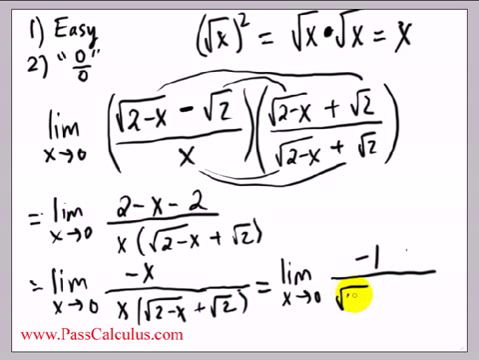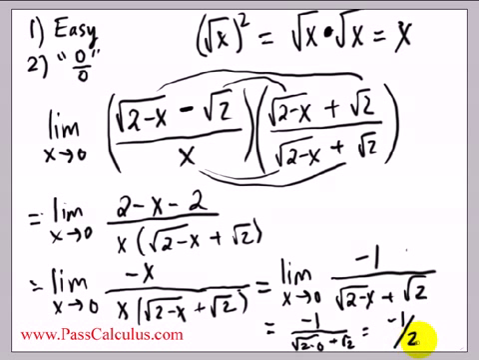So it's negative 1 over the root of 2 minus x plus root 2. Now we can just put 0 in, can't we? Because no longer is it 0 over 0. This is defined now. So I have the root of 2 minus 0 plus root 2. Well, the root of 2 minus 0 is just root 2. So I get negative 1 over 2 root 2. And that's my answer.